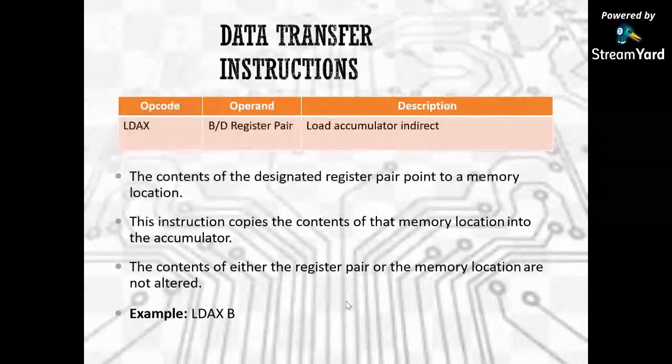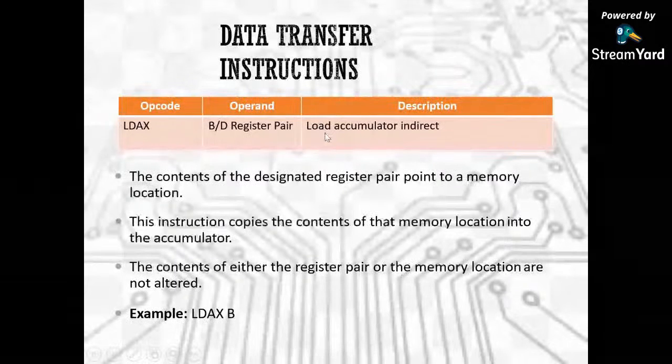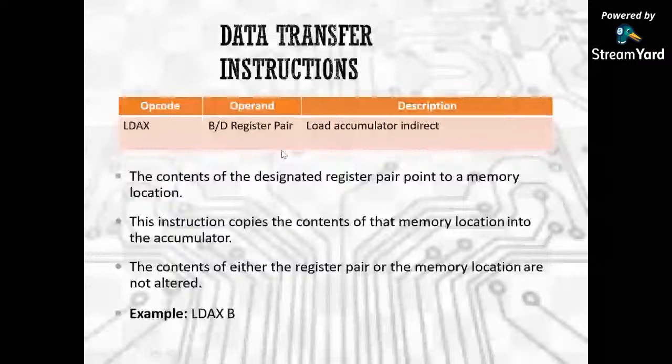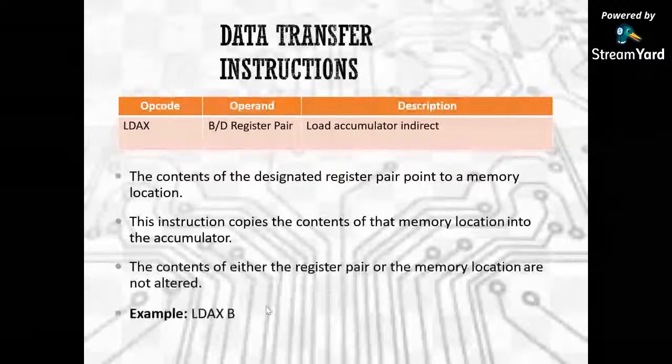For an example, LDAX-B. Gitu ya. Jadi ini akan melakukan loading ke akumulator tetapi secara indirect, di mana datanya itu ditunjuk pada memori, misalkan contohnya adalah B. Jadi dia menunjuk ke memori lokasi B, lalu kemudian otomatis isi dari memori lokasi B itu yang dikopikan ke akumulator.